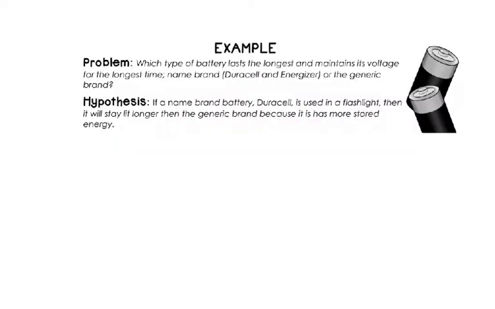All right, let's look at an example. This example doesn't give us any data to look at, but it still does help make sense of the process. So, in this fake problem, the problem is, which type of battery lasts the longest and maintains its voltage for the longest time? The name brand, which would be Duracell or Energizer, or the generic brand.